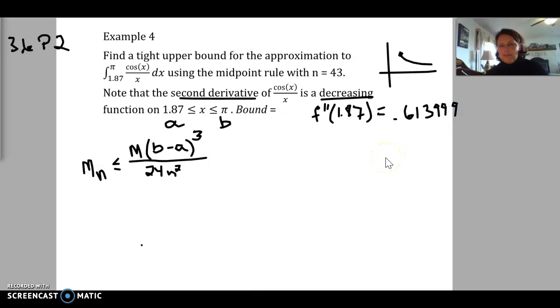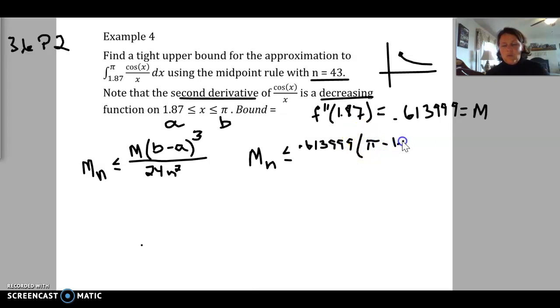You use lots of decimals on all of these error ones. Okay, so we're going to use that for our M value. B and A are right here, those are our bounds, and then n is going to equal 43. So that gives us enough information to find all of this. So M sub n is less than or equal to 0.613999 times pi minus 1.87 cubed, all over 24 times 43 squared.